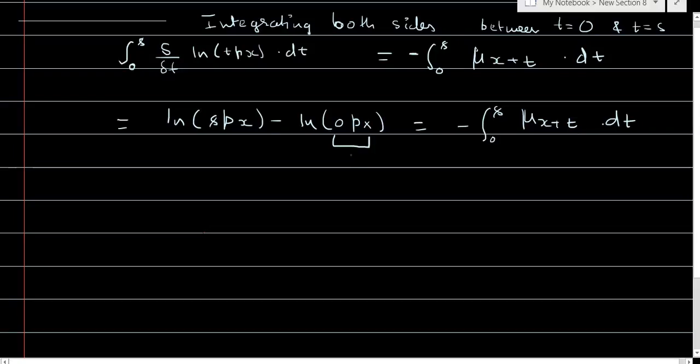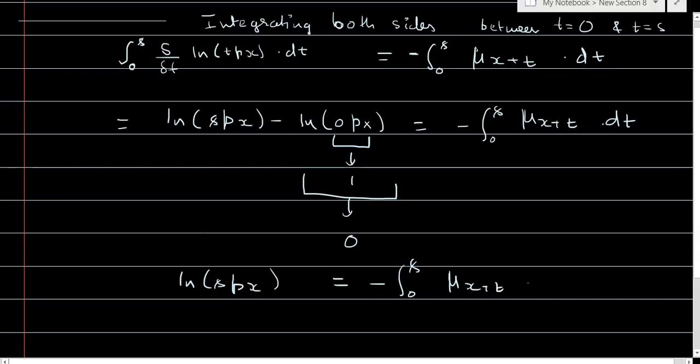So this thing becomes 1 for obvious reasons, that this is just the probability that x dies in no time at all. 0 means no time at all. So this is 1, and the log of 1 is 0. So this entire thing becomes 0, and I'm just left with this, that is the log of spx, and this is equal to the integral from 0 to s negative of mu x plus t dt.